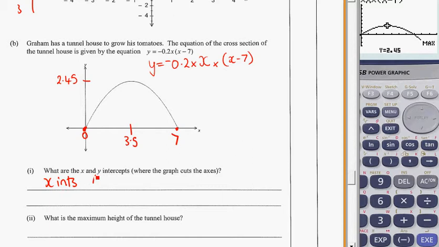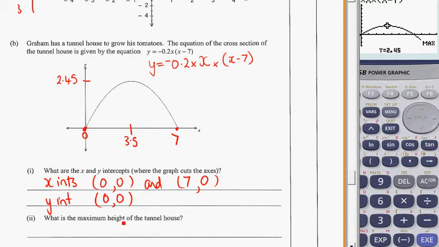X-intercepts need to be clear what it is you're finding. They should be coordinates. 0, 0 for that one. And the next coordinate for that one, 7, 0. Looking for the y-intercept. Once again, the y-intercept, 0, 0.